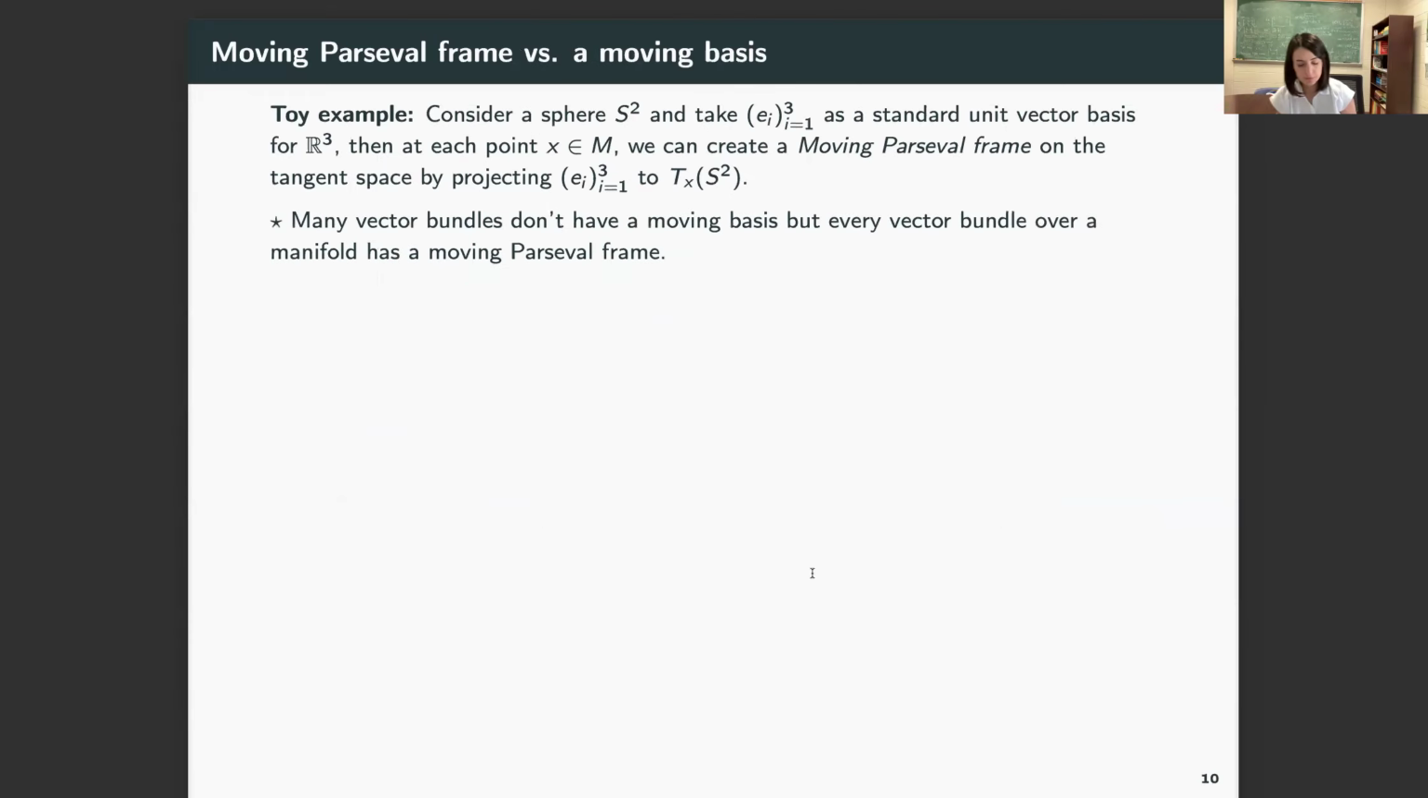So first of all, one question that we can ask is why are we looking at moving parseval frames and not moving bases? One interesting thing is that if I'm considering a sphere and taking an orthonormal basis, then at each point I can create a moving parseval frame on the tangent space. But this is not the case for moving bases. Many vector bundles don't have a moving basis, but every vector bundle has a moving parseval frame. So this is an important thing for us.